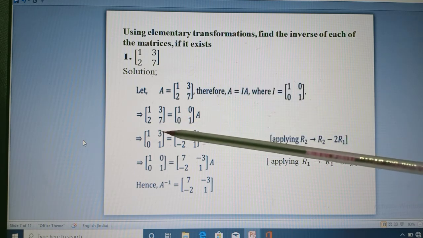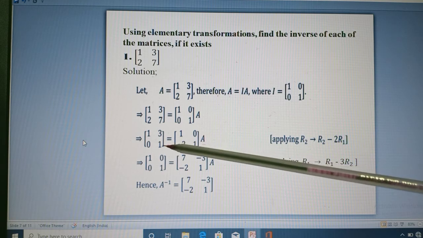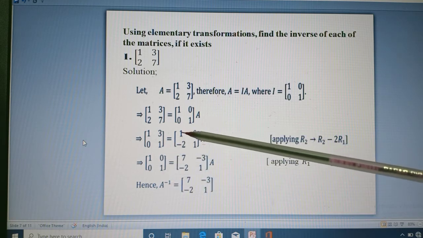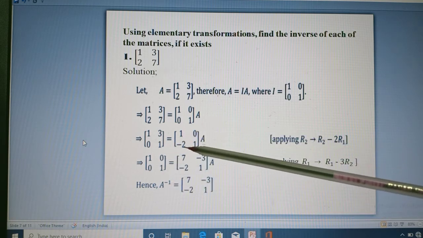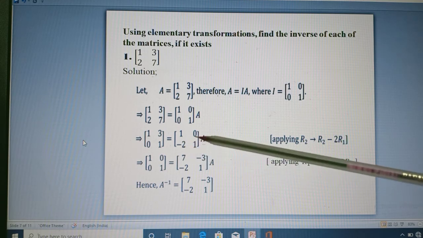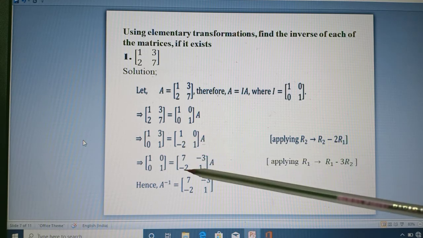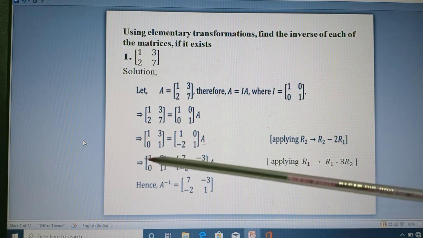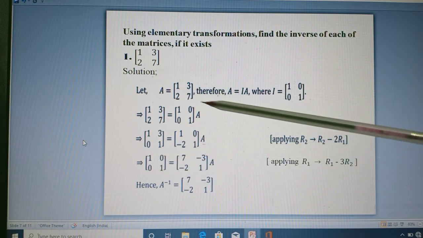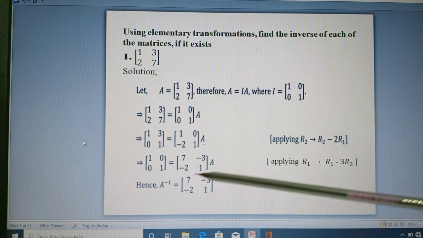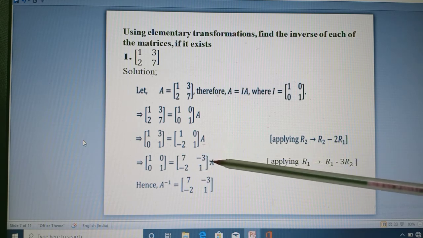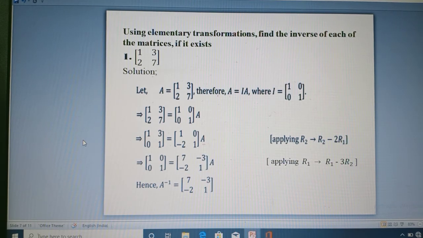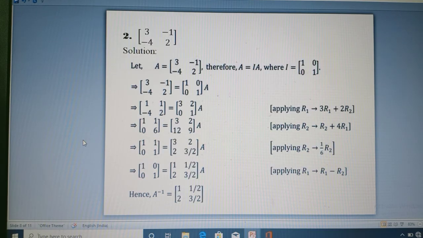So R1 minus 3 R2: 3 minus 3 becomes 0, and here 1 minus 6 becomes minus 5, wait, as written 7, and 0 minus 3 becomes minus 3. And you can see that this matrix is an identity matrix, and the identity matrix has changed to some other matrix, which is named B, and this is nothing but the inverse of the given matrix A. So I hope students you understood. Let us consider one more question here.